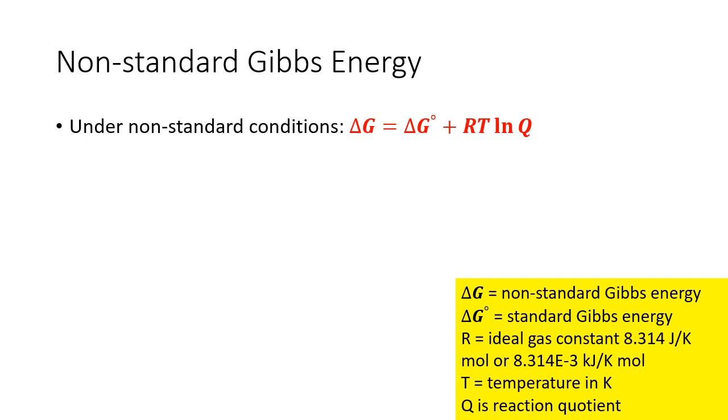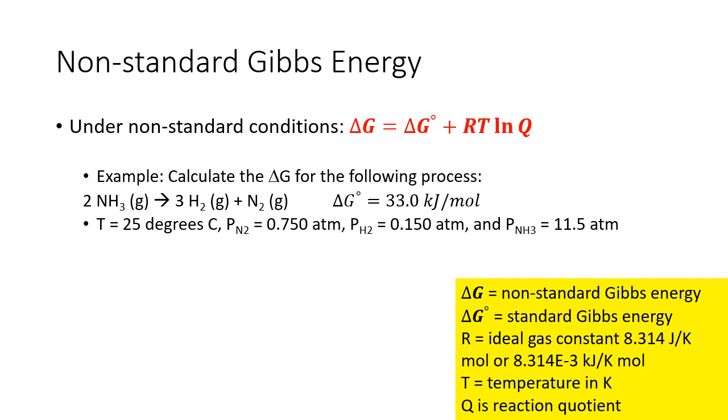All right, so let's try an example problem to make a little bit more sense of this. Calculate the Gibbs energy change for the following process. We have 2 ammonia gas decomposing into hydrogen gas and nitrogen gas with a delta G of 33.0 kilojoules per mole. We are given a temperature of 25 degrees Celsius, a pressure for nitrogen of 0.75, pressure for hydrogen of 0.15, and a pressure for ammonia of 11.5.